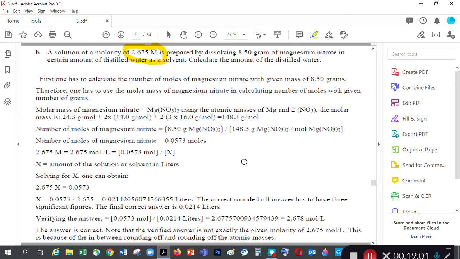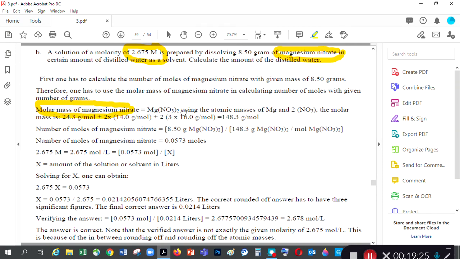So it's straightforward. You know that M is mole per liter, correct? And you have the grams. First, we have to go through what? For magnesium nitrate, we have to go through its molar mass. So that is very important. Molar mass of magnesium nitrate: 1 magnesium, 2 nitrogen, and 6 oxygens. Correct?